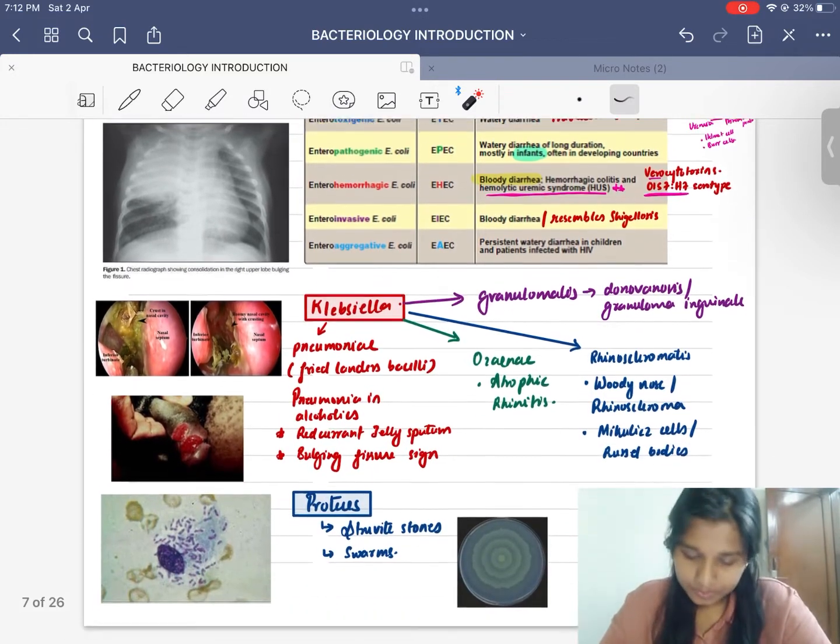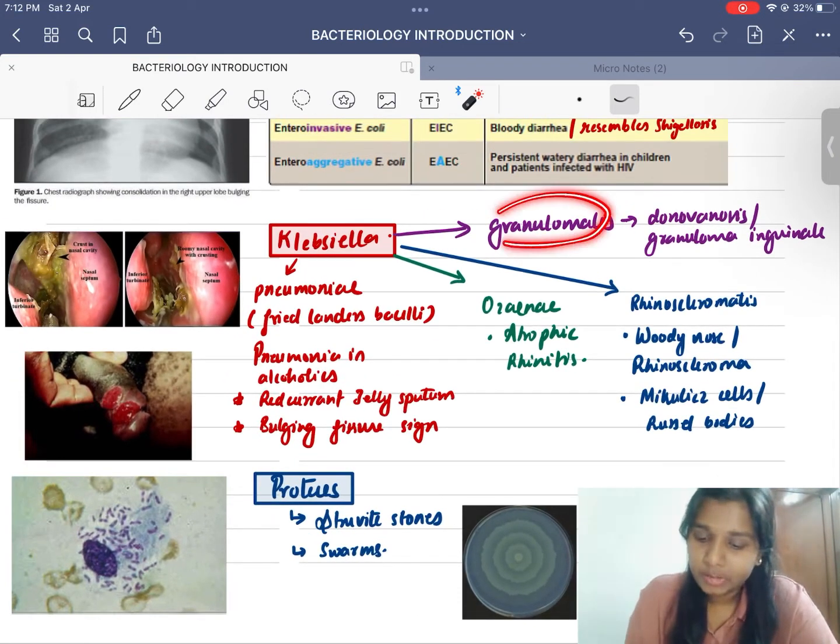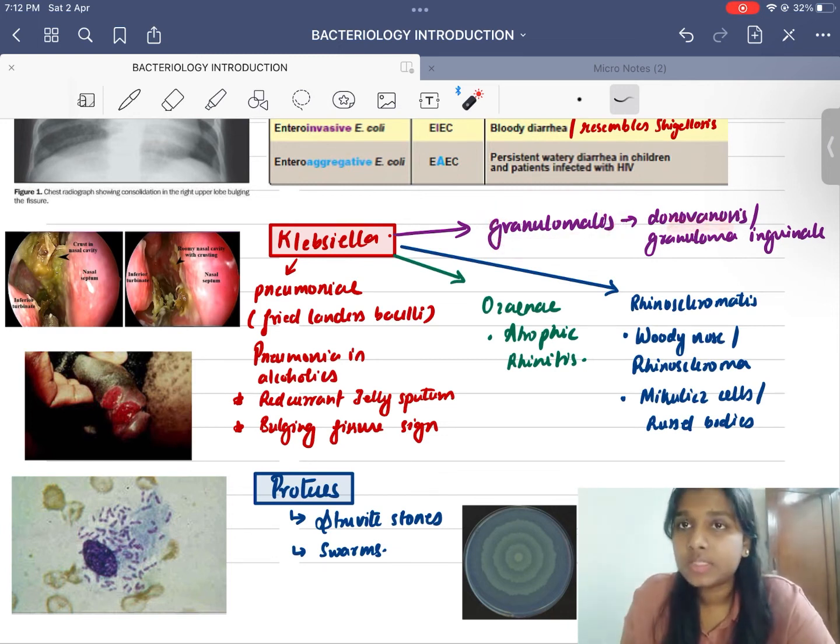Next, going to Klebsiella. Now Klebsiella, you have four types of Klebsiella. First, Klebsiella granulomatis. Now Klebsiella granulomatis causes donovanosis. We studied this in derma. I hope you remember. It's one of the STDs, right? It's one of the sexually transmitted diseases. Klebsiella granulomatis causes donovanosis, also called granuloma inguinale.